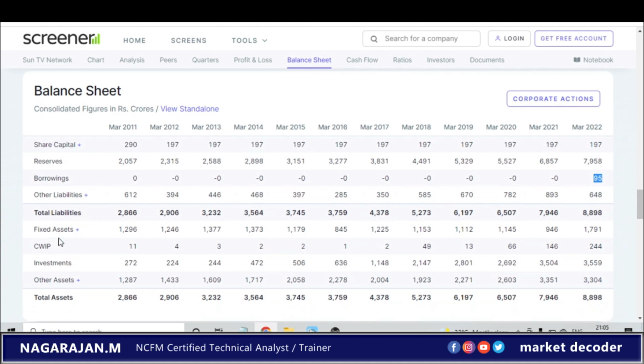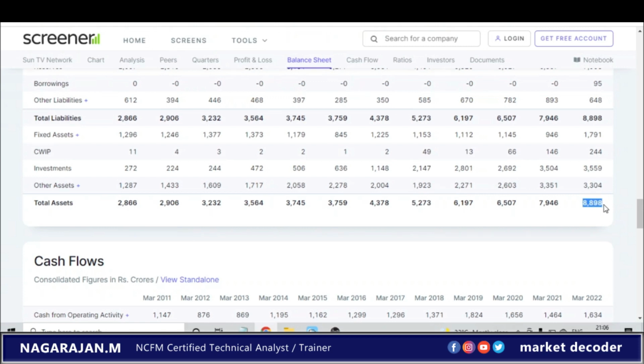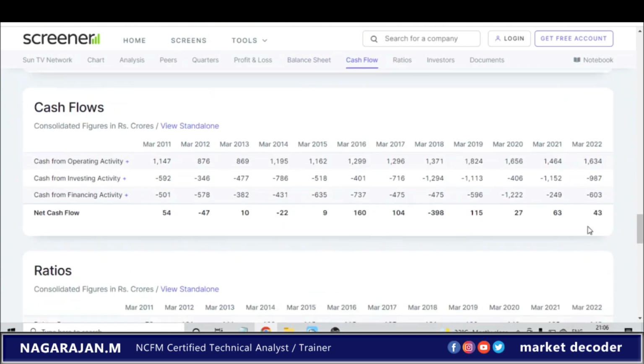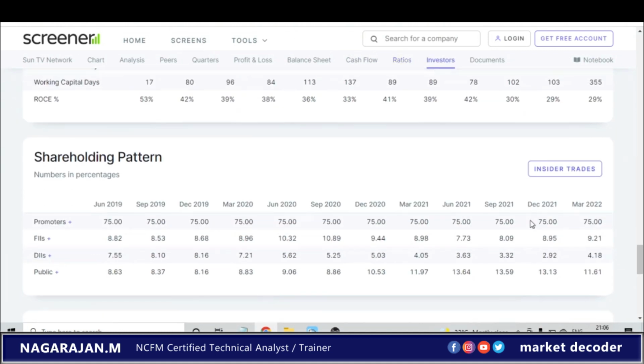And other important factors like investments, they have done 3,559 crores. Assets, they have another 3,000 crores. The total assets is somewhere close to 9,000 crores. And debtor days have really reduced a bit from 165 to 146.